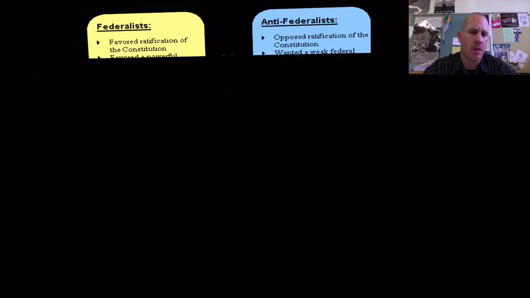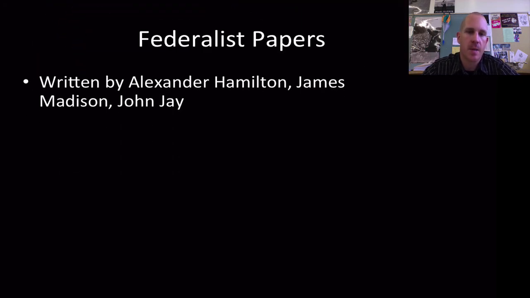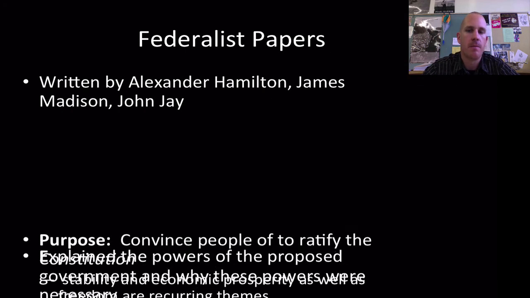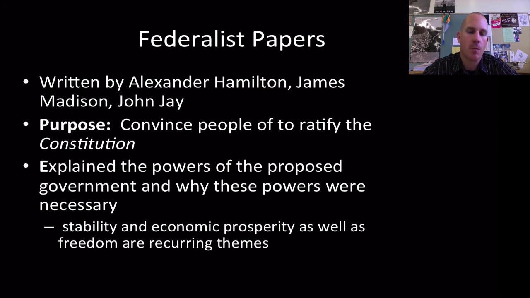So the Federalist Papers themselves, what were they? They were written by Alexander Hamilton, James Madison, and John Jay. They're a series of essays, and the purpose was to convince the people that the ratification of the Constitution was necessary. They knew that it was somewhat flawed, but it was better than what the Articles of Confederation had to begin with. It's going to explain the powers that were proposed for the government and why they're necessary. And stability, economic prosperity, as well as freedom, are recurring themes here.